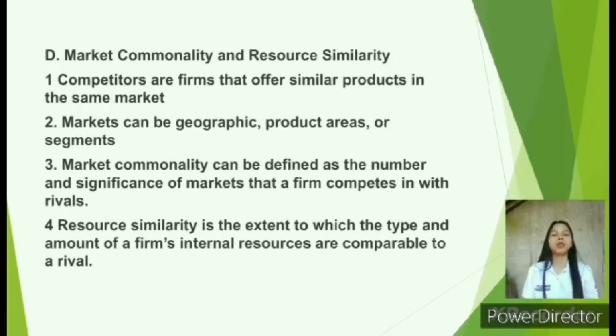So letter D is market commonality and resource similarities. Number 1 is competitors are firms that offer similar products in the same market. Number 2 is market can be geographic, products, areas, or segments. Number 3, market commonality can be defined as the number and significance of markets that a firm competes in with rivals. Number 4 is resource similarities is the extent to which the type and amount of a firm's internal resources are comparable to a rival.